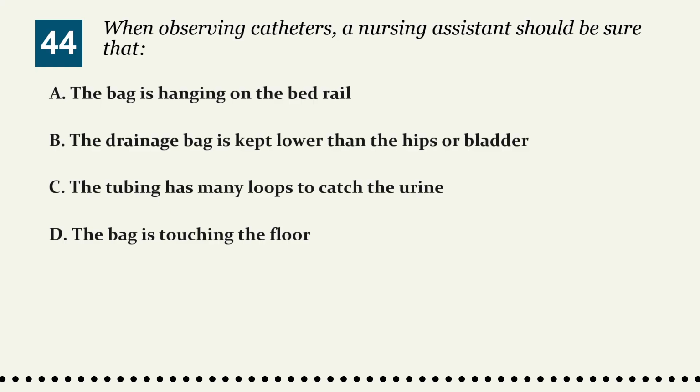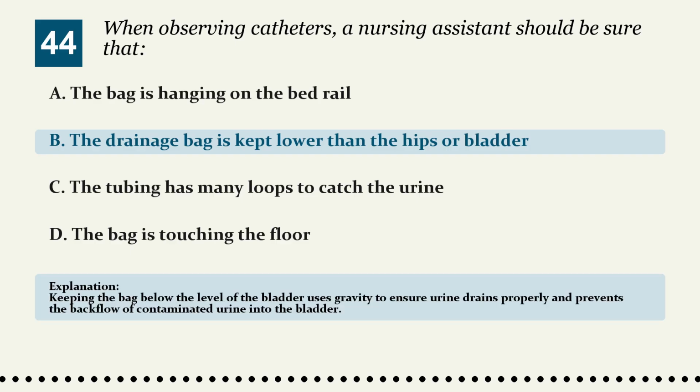Question 44. When observing catheters, a nursing assistant should be sure that: Option A, the bag is hanging on the bed rail. Option B, the drainage bag is kept lower than the hips or bladder. Option C, the tubing has many loops to catch the urine. Option D, the bag is touching the floor. The correct answer is option B. The drainage bag is kept lower than the hips or bladder. Keeping the bag below the level of the bladder uses gravity to ensure urine drains properly and prevents the backflow of contaminated urine into the bladder.